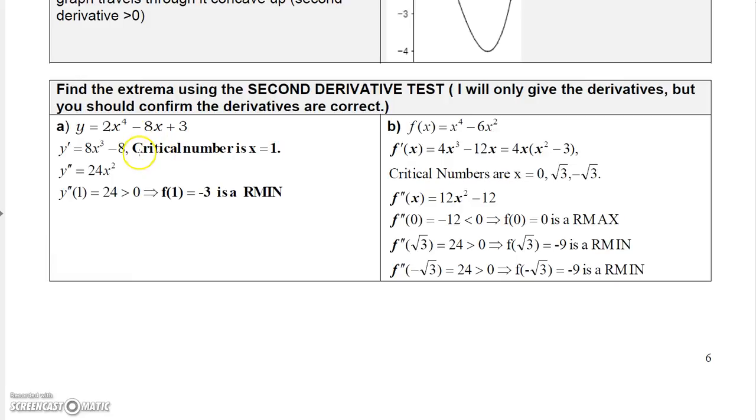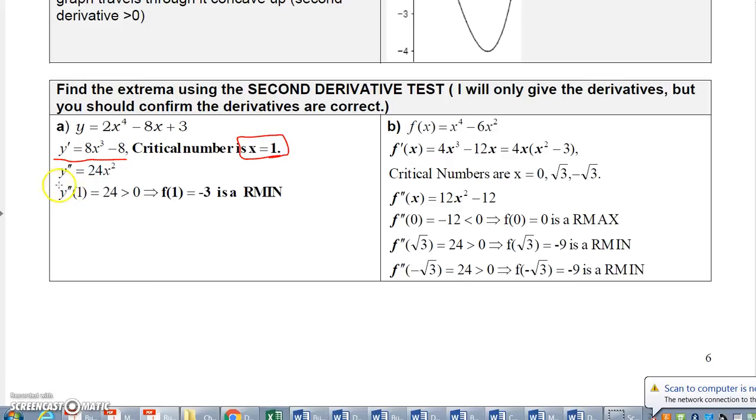Okay, so basically, you're actually going to use all three of these functions in this test. You're going to use the function y, you're going to use the first derivative y prime, and you're going to use the second derivative y double prime. Okay, here's what we're going to do. We're going to use the first derivative to get our critical number. So set your first derivative equal to 0, solve it for your critical number just like we were taught before. So the critical number is x equals 1.